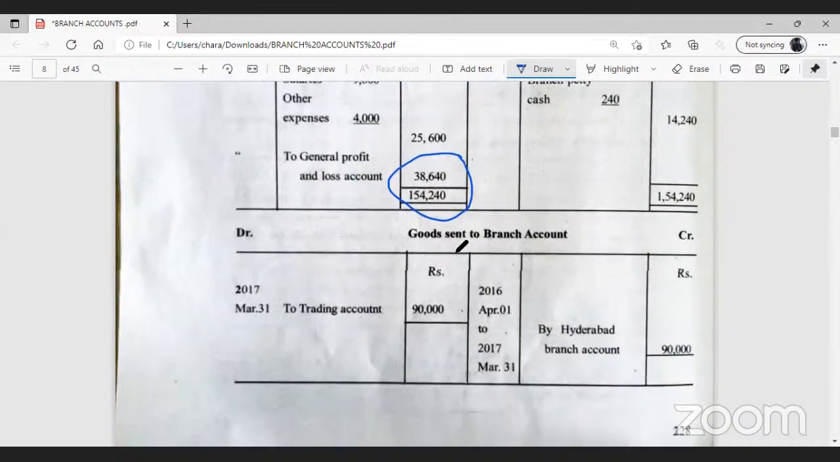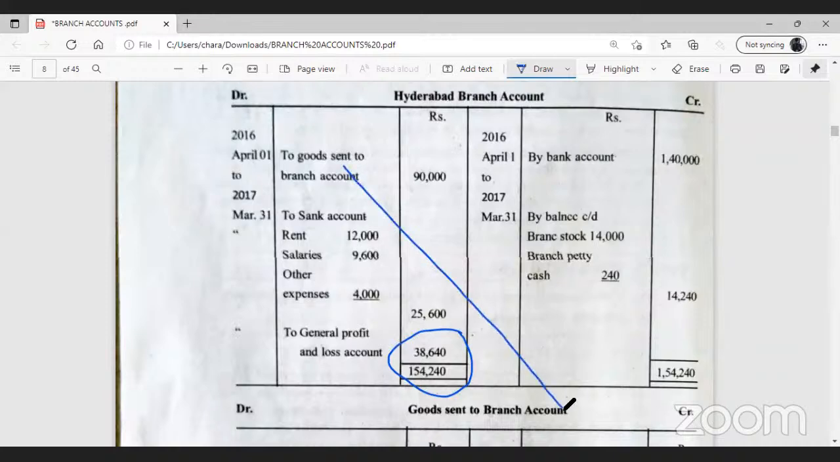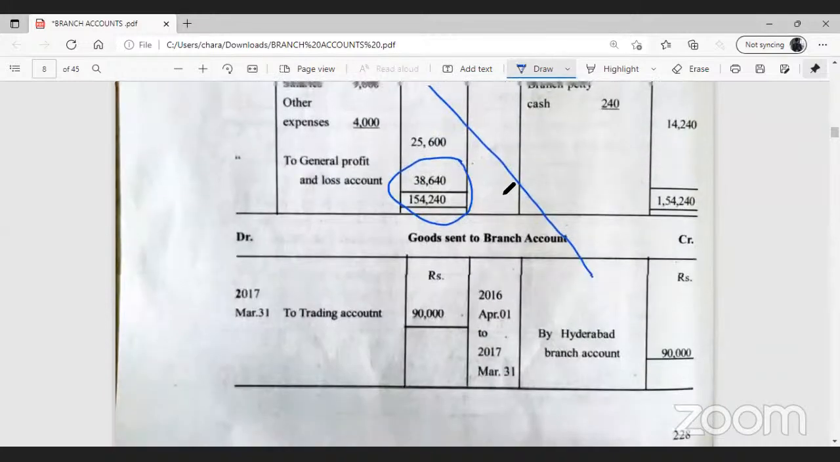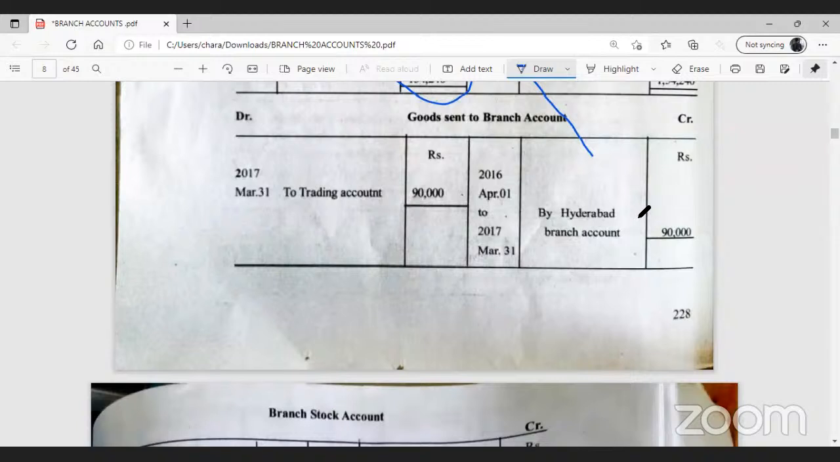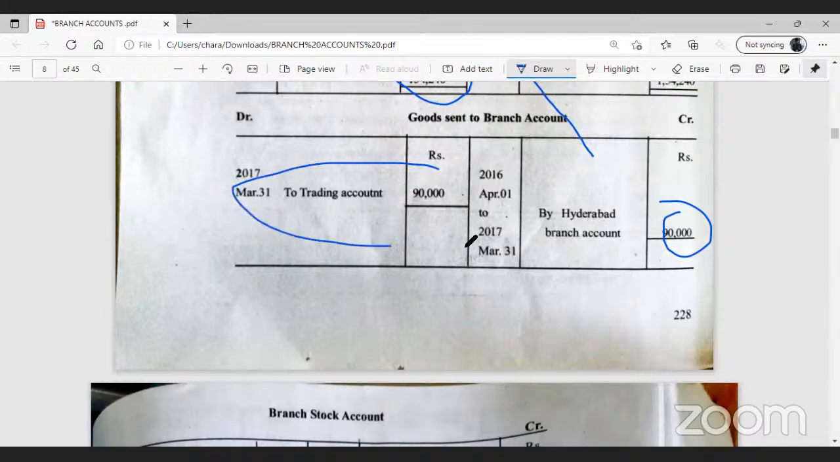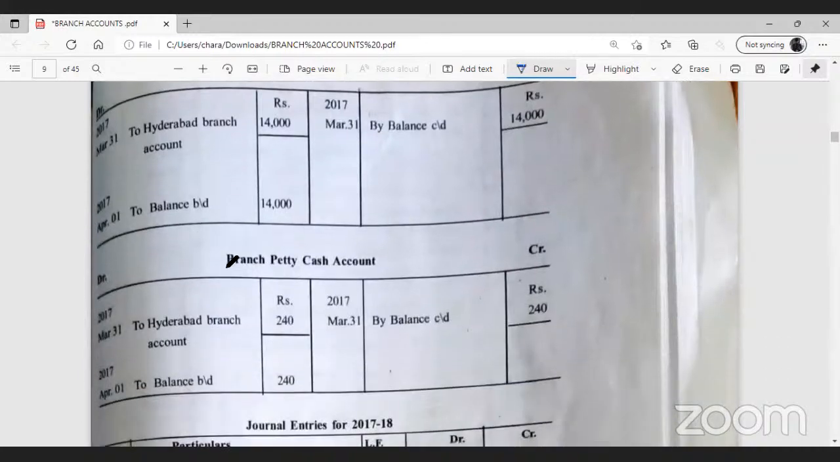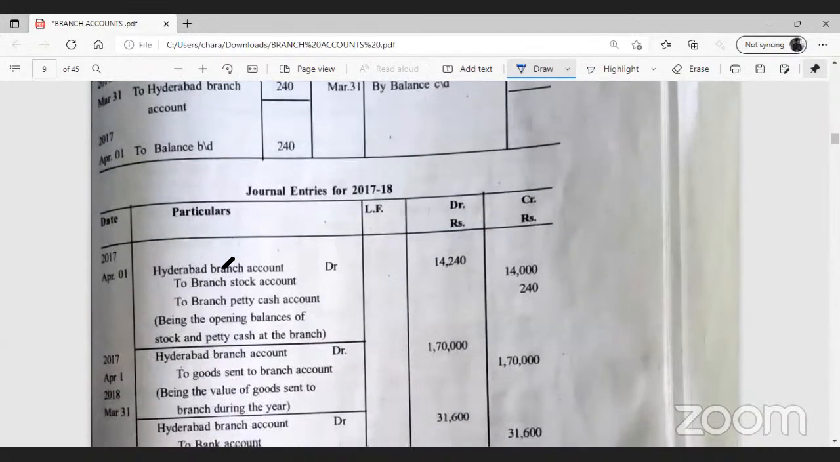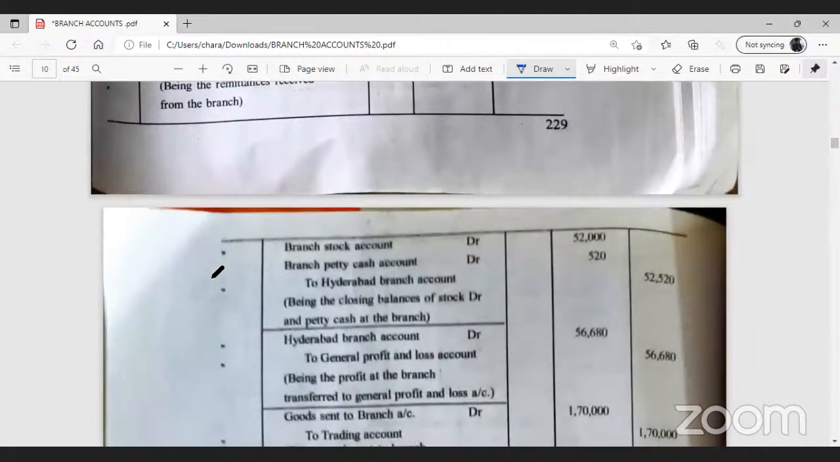After that, you are supposed to open the goods sent to branch account. Goods sent to branch will come on the credit side, from Hyderabad office to Hyderabad branch account. The balance, whatever is there, will be transferred to the trading account. So the closing entry is going to be to the trading account. That's all. We opened the branch account and all necessary adjustment accounts. Done? Now, journal entries he asked you to pass.